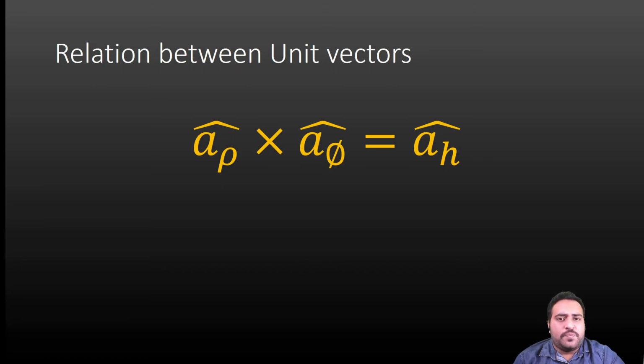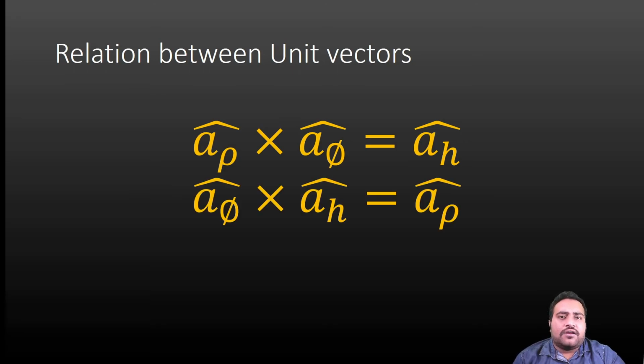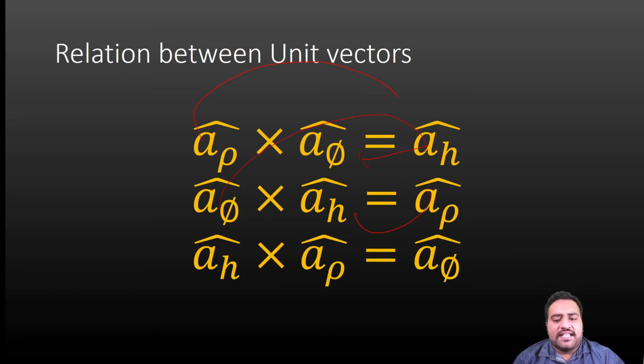The next expression would be a phi cross a h equals a rho cap. See this? This vector has gone here. This vector has gone here. Just a rotation. Now again, the next would be, this would be going here and this should be coming here. That is a h cap cross a rho equals a phi cap.